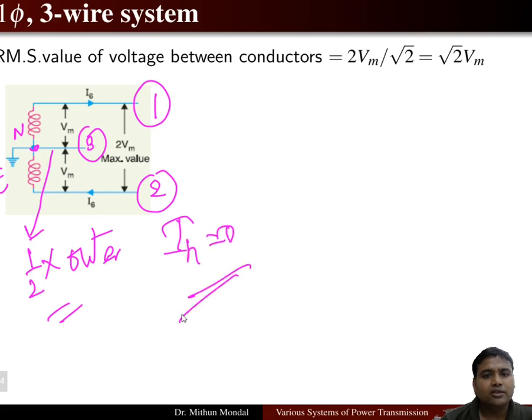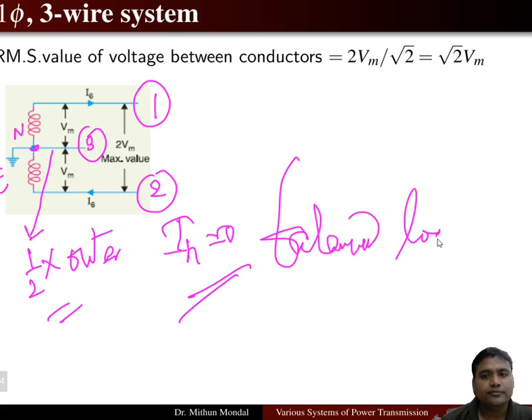If the system is balanced, the current through the neutral wire will be 0, because we have considered that there is a balanced load. So if the load is balanced, there will be no current flowing through the neutral. Now you know the assumption: Vm is the maximum voltage between a conductor and earth. So the total voltage is 2 Vm between the conductors.